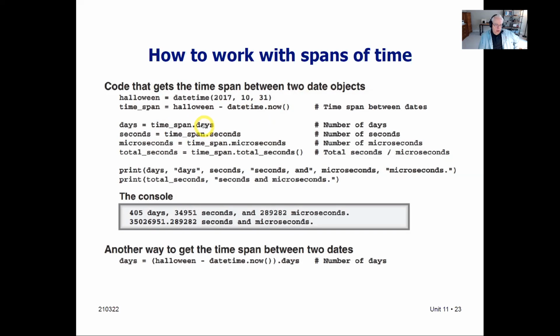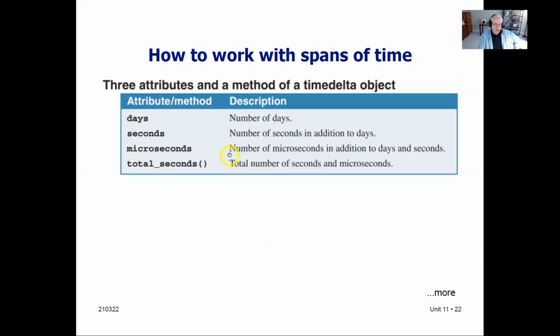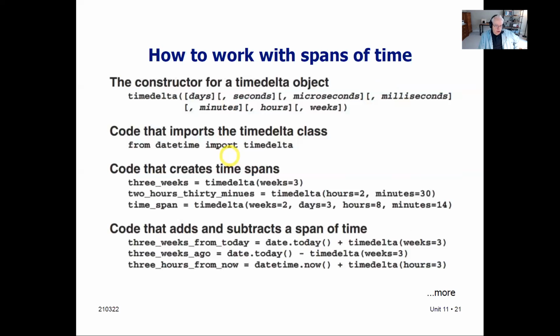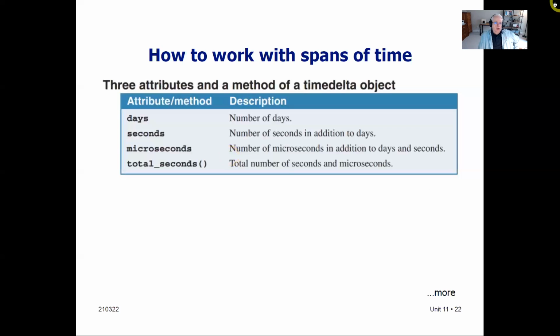And come up with the number of days, the number of seconds, and the number of microseconds, or the total number of seconds. I'm going to back up here a second. I want to show you what we are basically doing here. We are referring to these attributes here: days, seconds, and microseconds, and also a method.